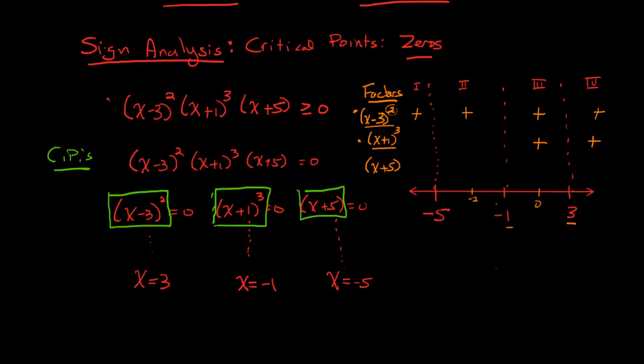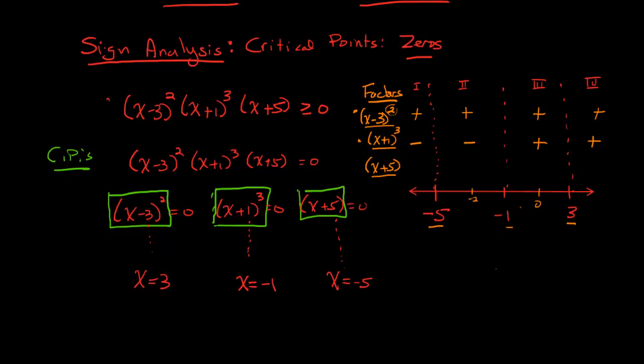I pick negative 2. Negative 2 plus 1 is negative 1, and I cube that. That's going to give me a negative. So anywhere to the left of negative 1, x plus 1 cubed will be negative. And last, x plus 5 corresponds to my critical point of negative 5.